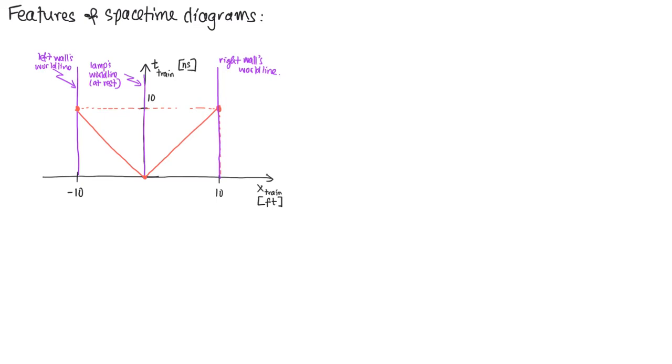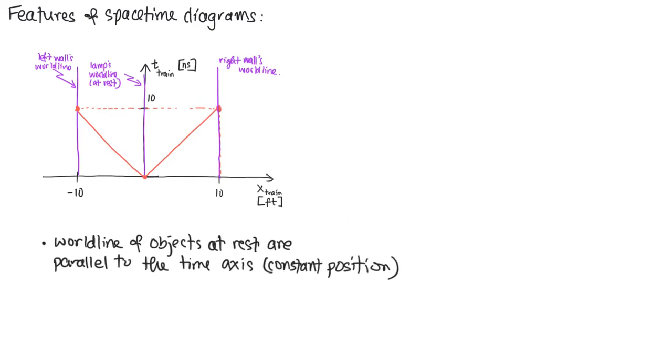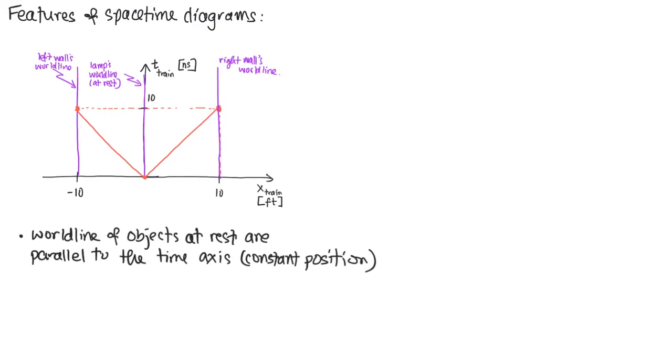Okay, so one thing that we notice is that world lines of objects that are at rest are parallel to the time axis. So those are lines of constant position. We have three objects that are at rest: the two walls and the lamp, and those world lines are straight up and down. So we can draw a vertical line as a line of constant position. Every single point on this line has the same x coordinate. It's a line of constant position. So a vertical line is a line of constant position.